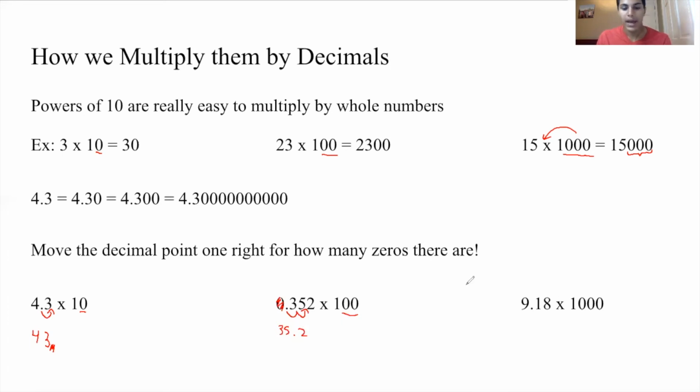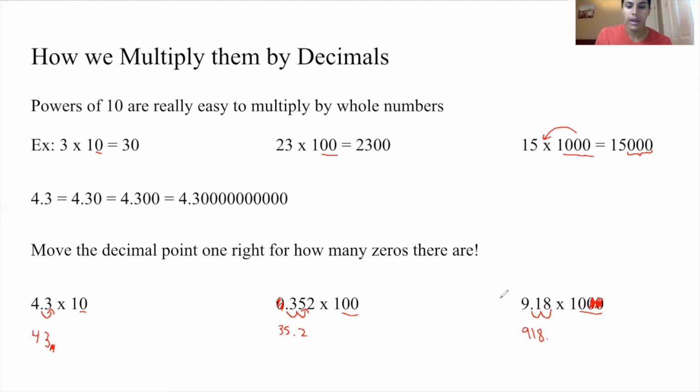And for this last example, we're going to move the decimal point 3 spots to the right. Because 1000 has 3 zeros, this decimal point will go 1 to the right, 2 to the right, and then we run into an issue. We can't move it another spot to the right. Remember, we've already used 2 of these zeros. If we move it 2 to the right, we get 918, and the decimal point is right here. But we still have another 0.